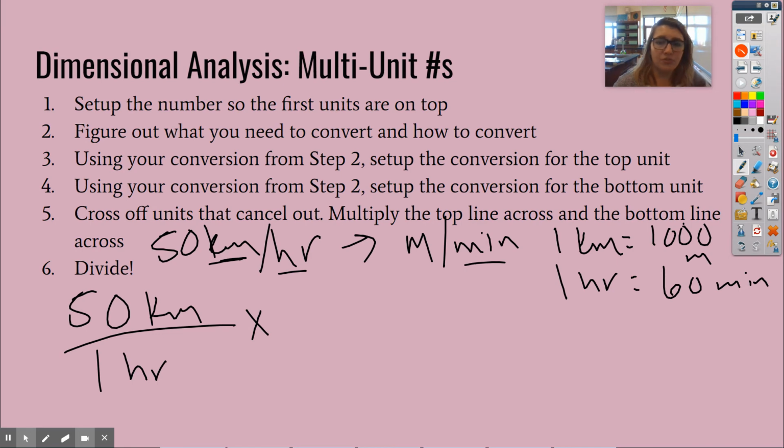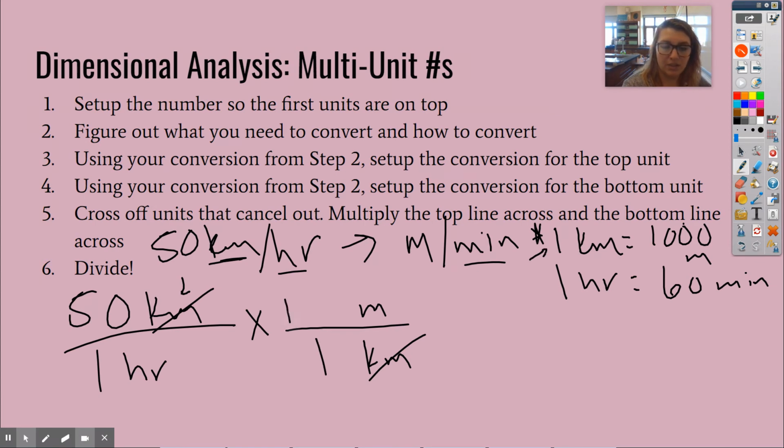Step 3, using your conversions, we're going to set up the conversion for the top unit, kilometers. We want our units to cancel, so we're going to put kilometers on the bottom. That way they cancel out. We're going to put meters at the top. So looking back at our conversion, we know that 1 kilometer is 1,000 meters, and that is our first conversion. If we were to multiply this out, we would now have meters per hour.